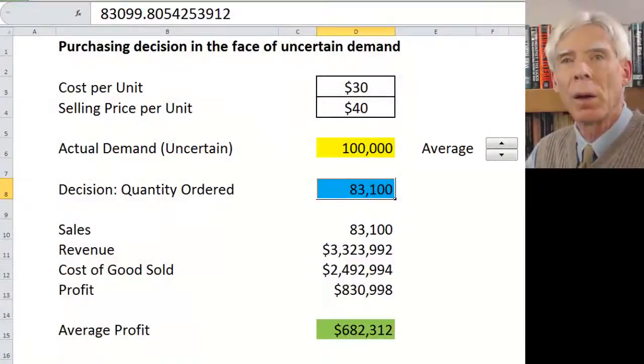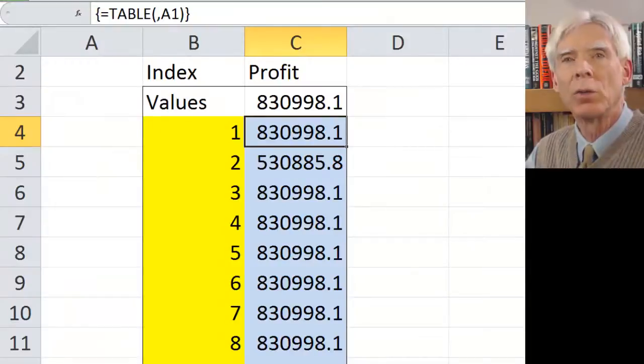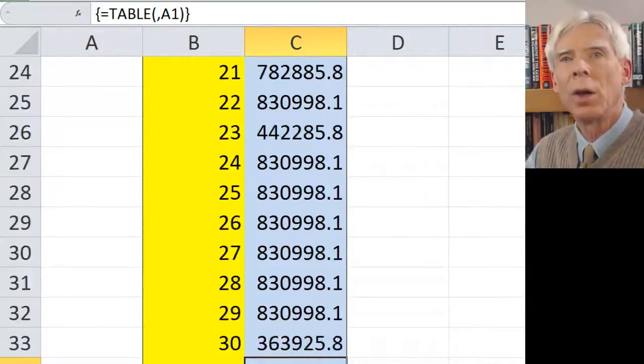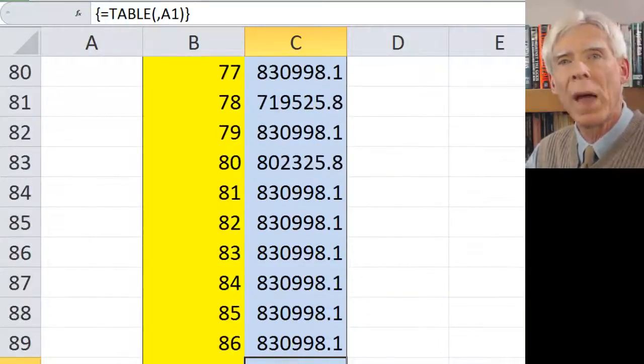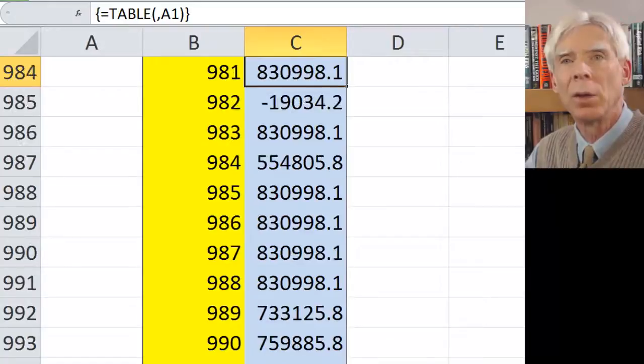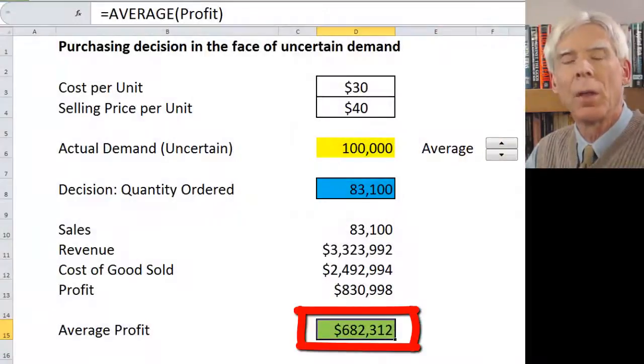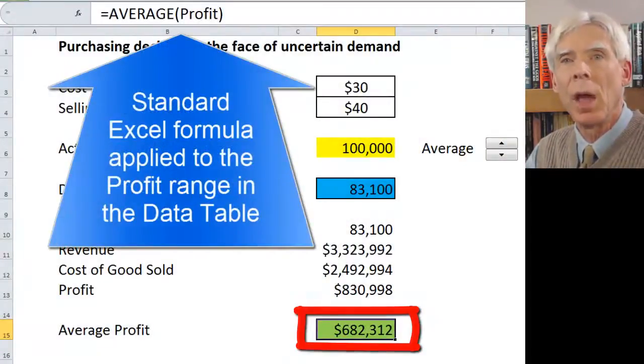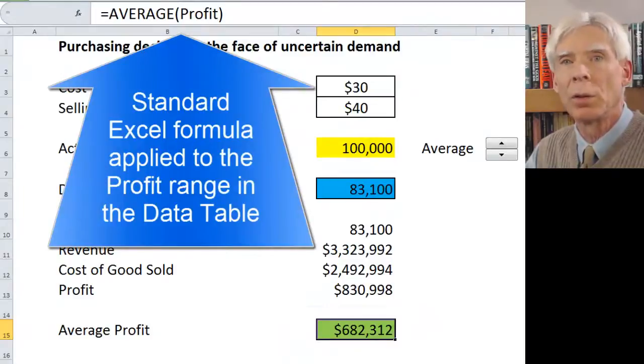Every time a number in the model is changed, the profit cell is recalculated in a data table to instantly produce an array of 1,000 profits, one for each of the possible demands. The average of these is calculated in cell D15. The model is completely interactive and uses nothing but native Excel formulas, so spreadsheet users will find themselves right at home calculating with uncertainties.